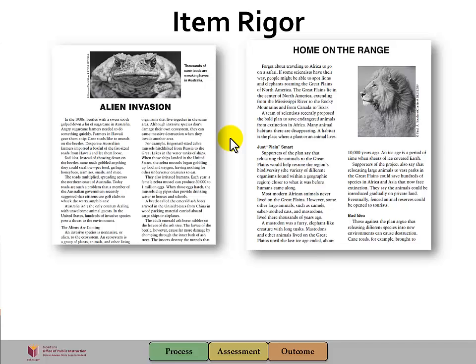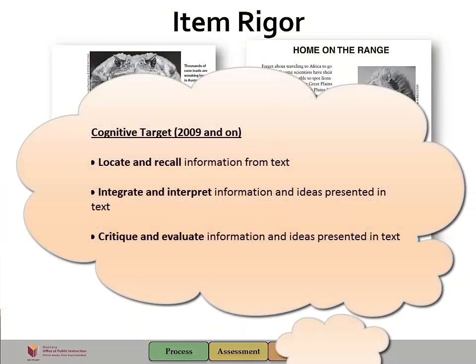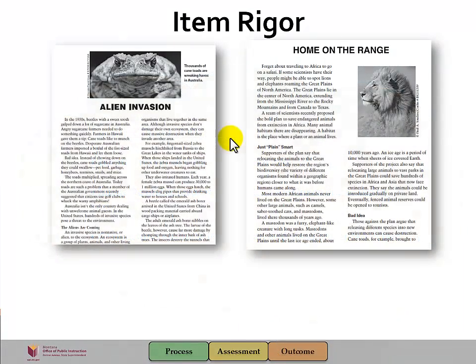Now that we know the research and the components that make up cognitive rigor, how does this fit with item review? For NAEP, the cognitive targets from 2009 on refer to the mental processes or kinds of thinking that underlie reading comprehension. There is locate and recall information from text, integrate and interpret information and ideas presented in text, and critique and evaluate information and ideas presented in text and the ways in which authors present text.